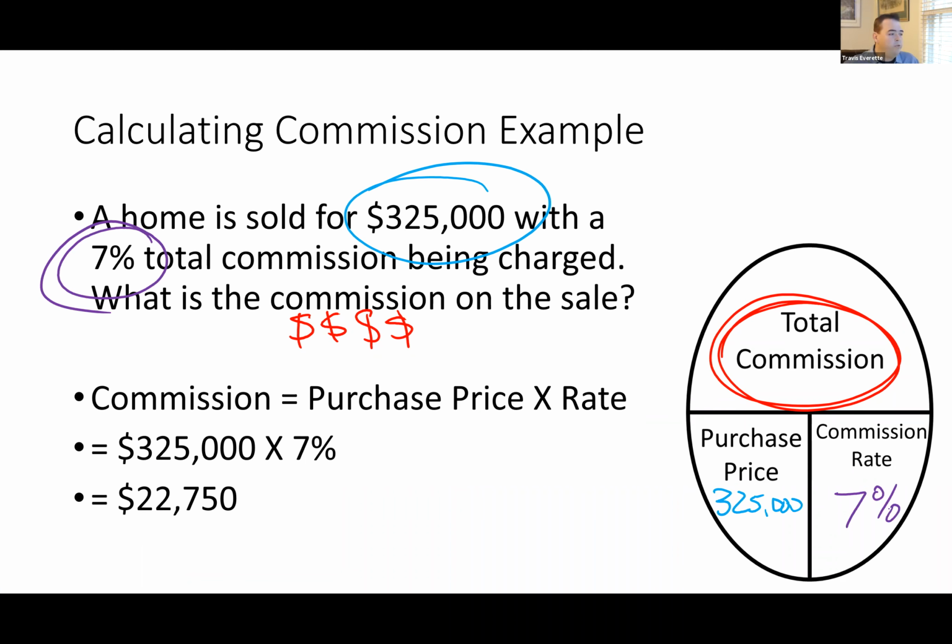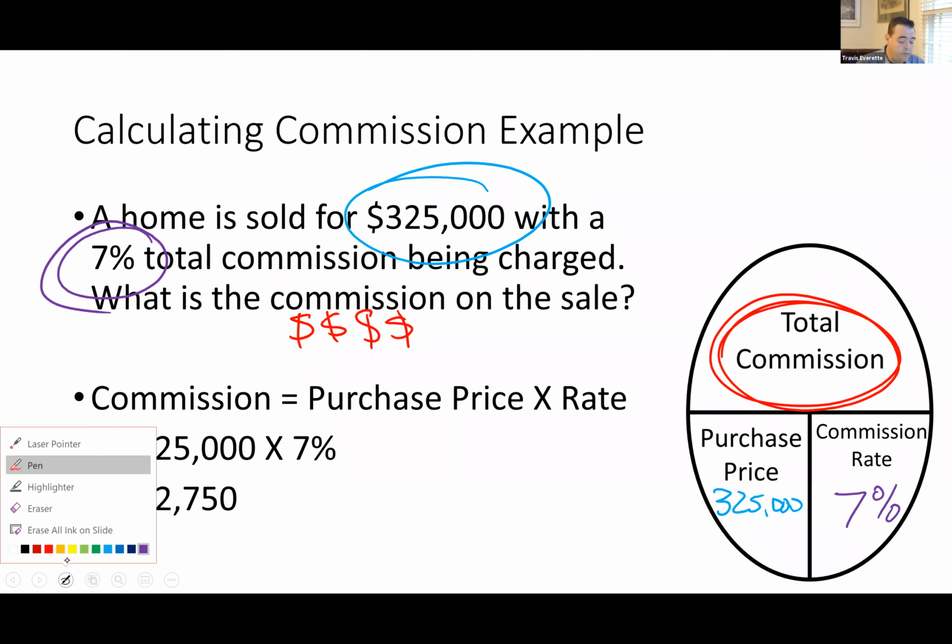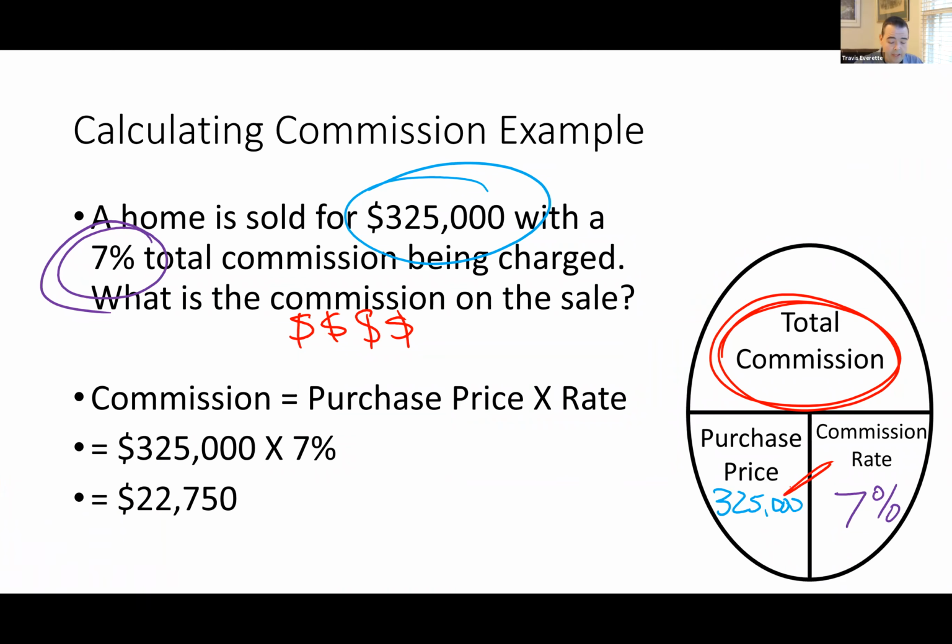So once we have those two things, we have a purchase price or sales price of $325,000, and we have a commission rate of 7%. We have filled in two of the three things in the T-bar, and they happen to be side by side. So we know that's going to be multiplication of 325,000 times 7%. And you're going to type it into your calculator exactly like that.